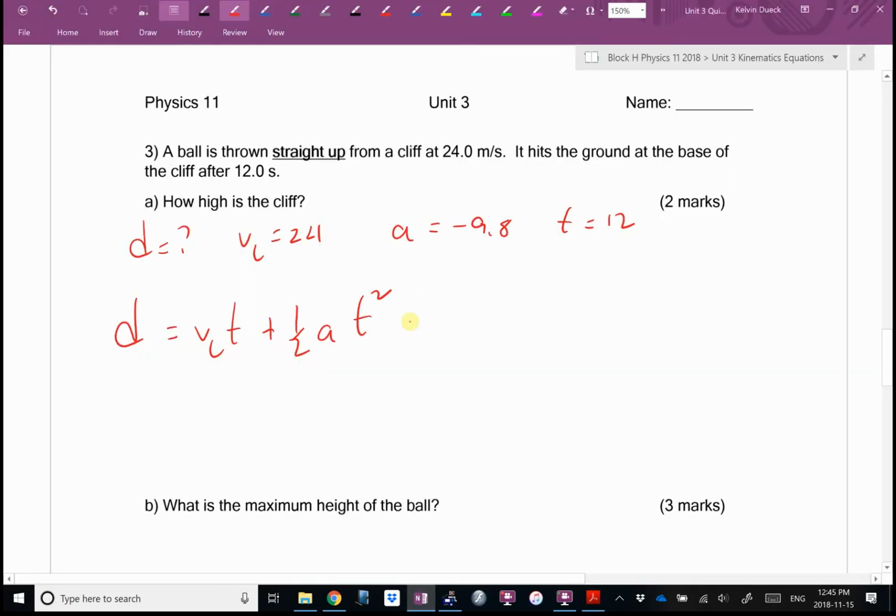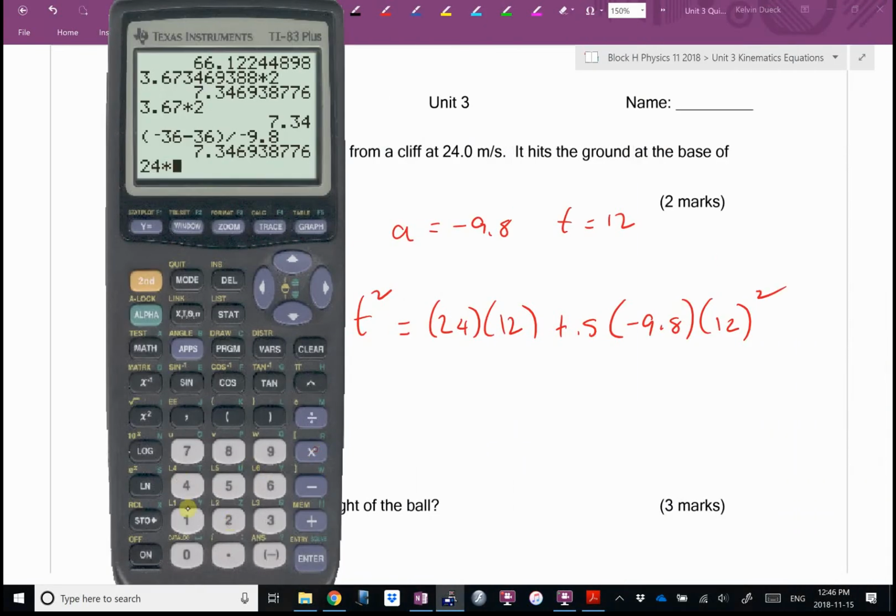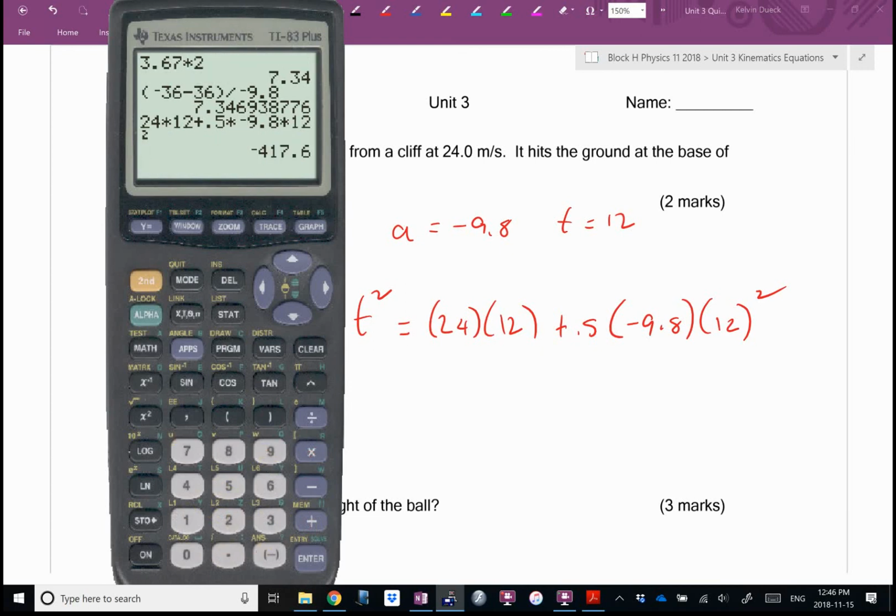So it's going to end up being 24 times 12 plus 0.5 times negative 9.8 times 12 squared, you say? I say so too. 24 times 12 plus 0.5 times negative 9.8 times 12 squared. You get negative 418. I would take negative 420. Would not take negative 410. I'd say I'd lose a half mark.